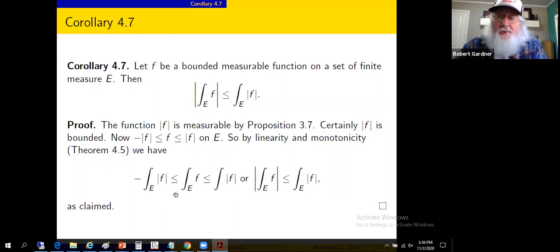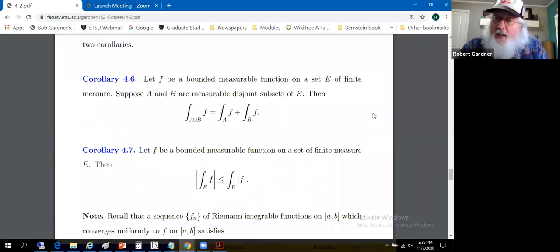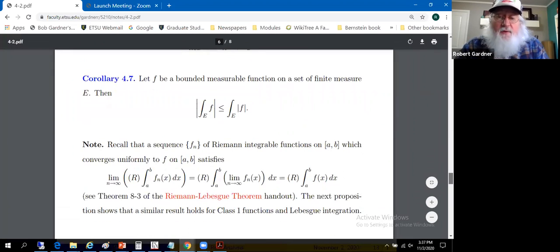That's high school algebra on what inequalities mean as they relate to absolute values. So we've got this bound on absolute values of integrals as well, and all this coming out of linearity and monotonicity for class 1 of functions.